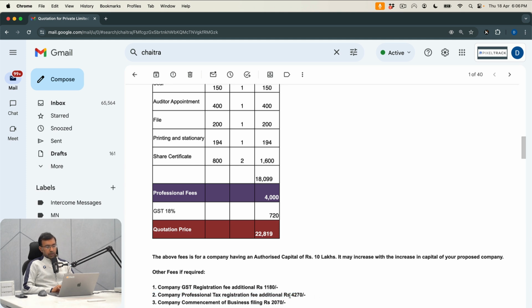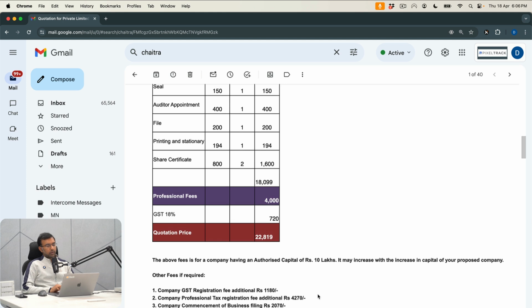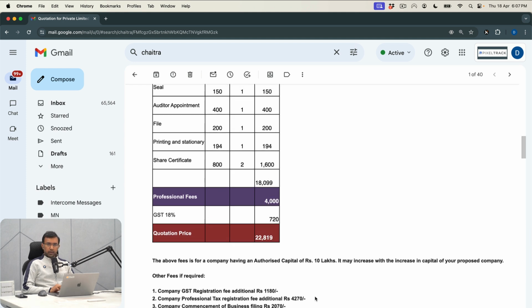Company professional tax registration fee. So you need to charge something like 200 rupees per employee as professional tax, and I believe that goes to the state government, not the central government. I don't know for 100% sure. If you have employees getting more than 15,000 rupees salary, then you have to charge 200 and do professional tax registration as well. That costs 4,720. Like, you have to pay a fee to pay a tax, right?